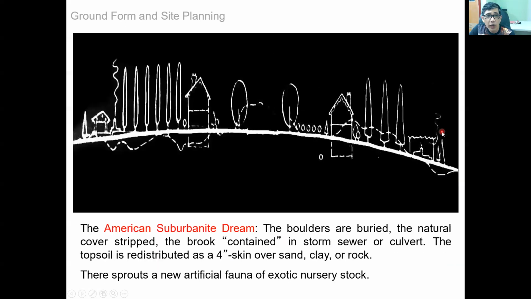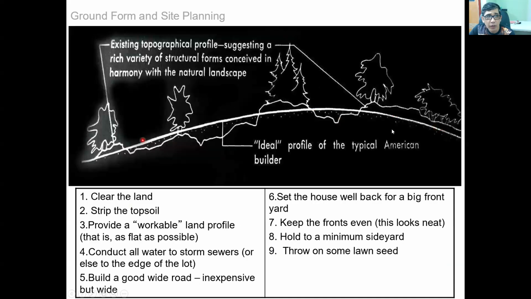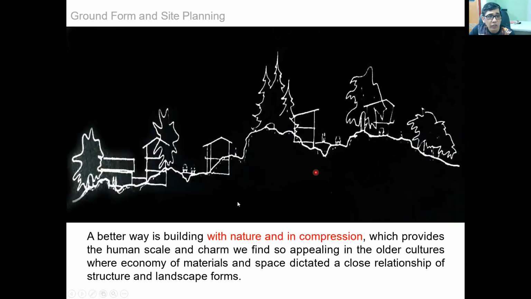So another way, comparing this area, this is the sample. There is also an alternative way to create. This is the better way to create with nature and in compression, which provides the human scale and charm we find so appealing in the older cultures where economy of the materials and space dictated a close relationship of structures and landscape forms. As you can see, they did not alter the contour of the land, but what they did is build buildings within the contour of the land. So this is another, better way of developing a site.